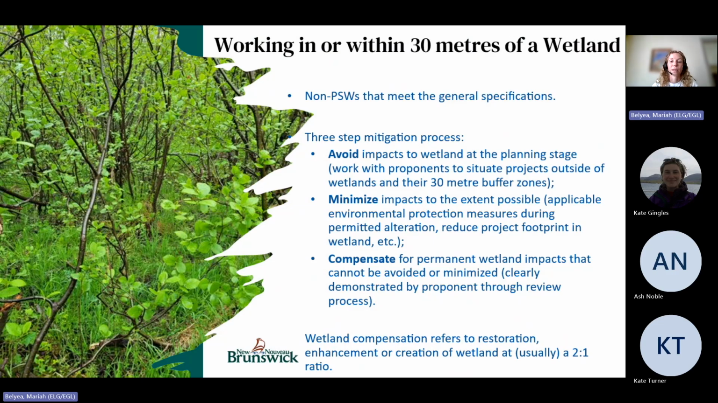Then we try to minimize impacts to the extent possible. So applicable environmental protection measures during permitted alteration, reduce the project footprint in the wetland, things like that. And then if we can't avoid and minimize wetland impacts, then we can consider compensation. So compensate for permanent wetland impacts that cannot be avoided or minimized, which are clearly demonstrated by the proponent through the review process. And wetland compensation refers to restoration, enhancement, or creation of wetland, which is usually at a 2-to-1 ratio.